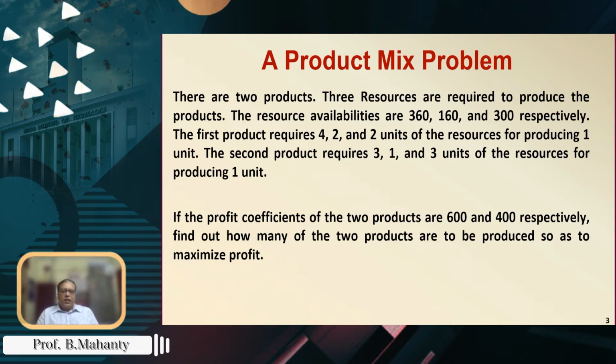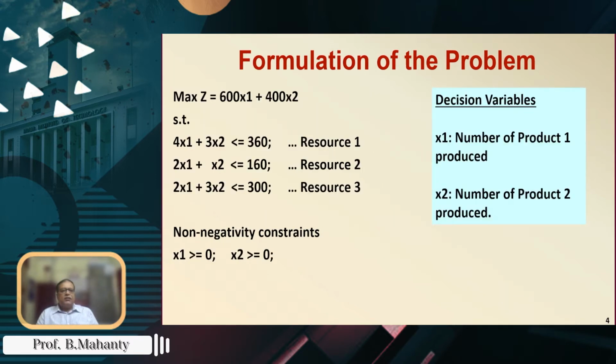So this is a very clear-cut maximization problem, and the objective function is maximize z equal to 600 x1 plus 400 x2, where x1 is the number of product 1 to be produced and x2 is the number of product 2 to be produced. And these are the constraints with regard to resource 1, resource 2 and resource 3. That is 4x1 plus 3x2 less than equal to 360, 2x1 plus x2 less than equal to 160, and 2x1 plus 3x2 less than equal to 300. And there are the non-negativity constraints.